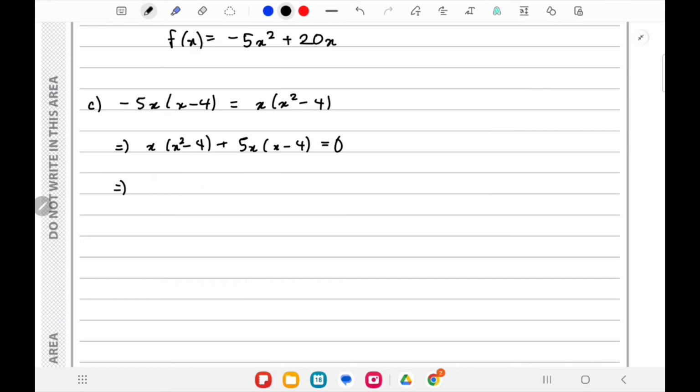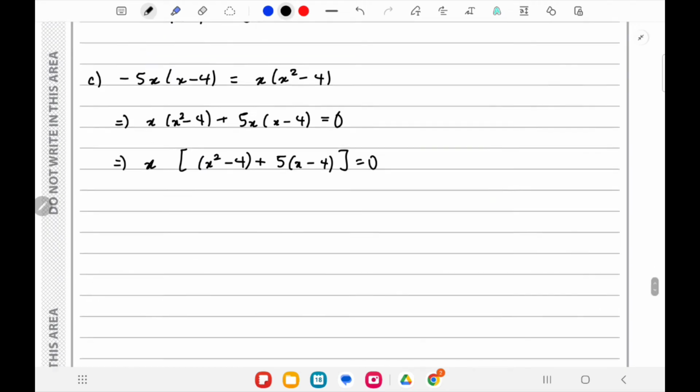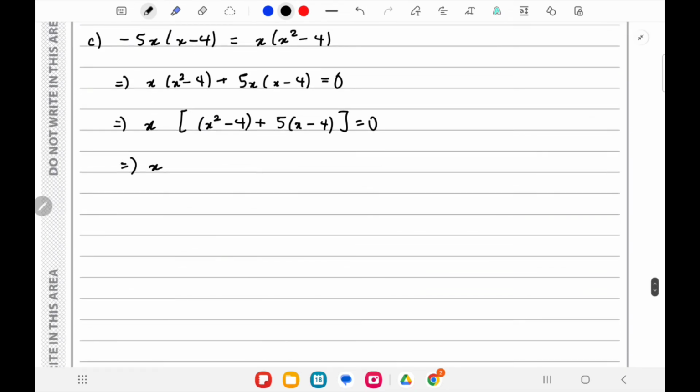we don't have to solve the cubic. We can take x common over here and we can just write down x square minus 4 plus 5 times x minus 4 equals 0. So x over here, and then you'll have x square minus 4 plus 5x minus 20, x times x square plus 5x minus 24.